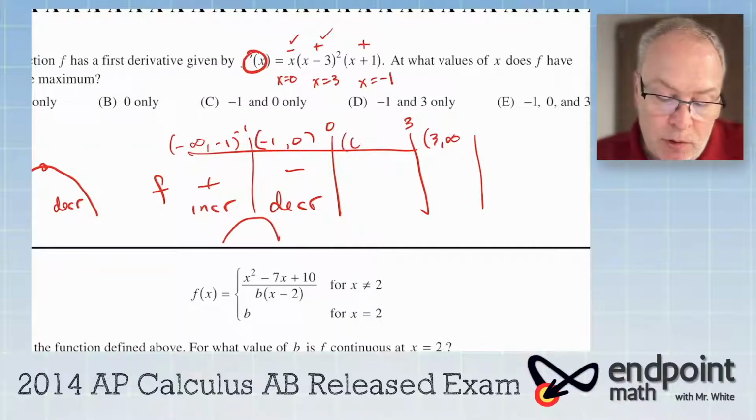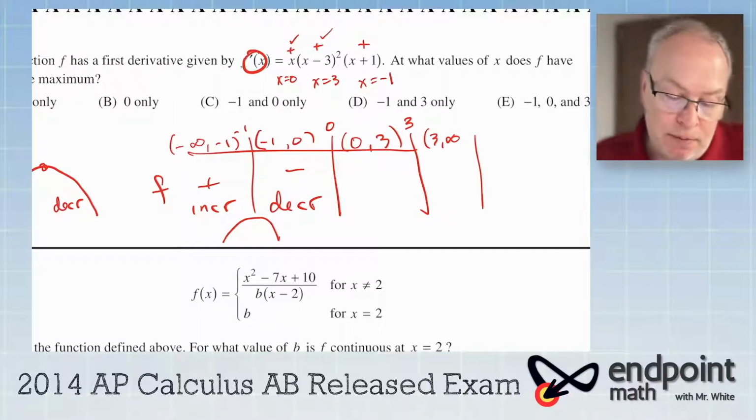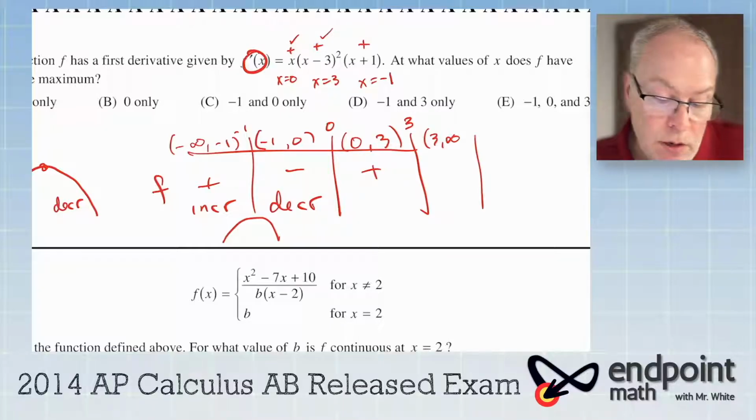Now pick a number between 0 and 3. How about 1? If you plug 1 in, you get a positive times a positive times a positive. That's a positive right there. And then if you plug infinity in, you're still increasing.